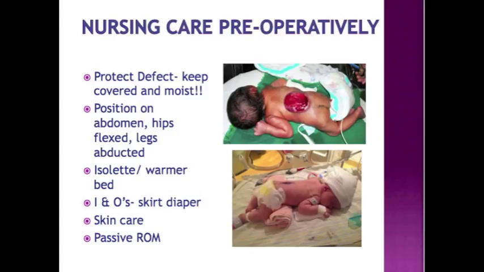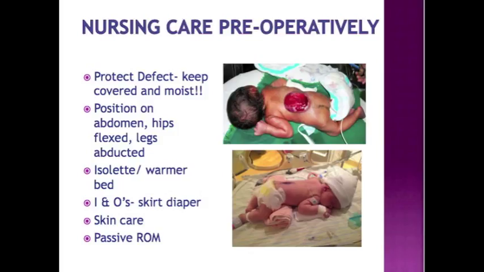We do place the babies on warmer beds to maintain their temperatures for thermal regulation reasons. And they always will be placed on their tummies with the hips flexed somewhat and the legs abducted. This is just helping with it because of the orthopedic anomalies that go along with this. We try to position them in what we call a neutral position. And as I said, they will be probably in a warmer bed. Isolettes work is not a problem with that, but it's just easier to manage the child and get to them for care if they're in a warmer bed.